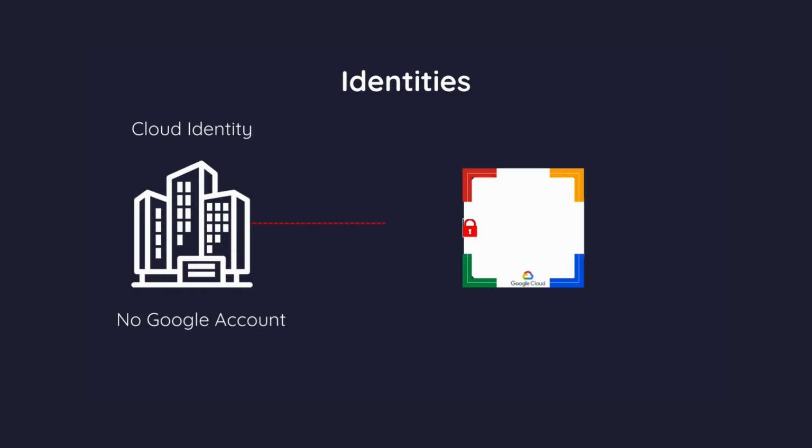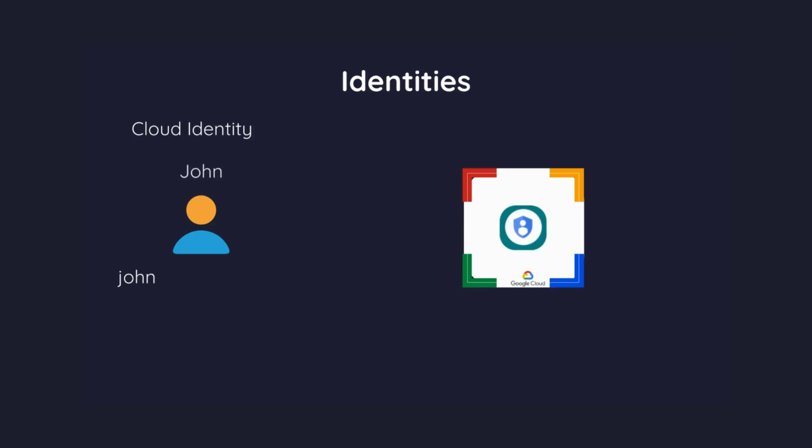Consider a company that does not use Google Workspace, formerly G Suite, but still needs to manage employee access to Google Cloud resources. The company can use Cloud Identity to create and manage user accounts for its employees. For instance, John, an employee, is given a Cloud Identity account, john@company.com, that allows him to log into the Google Cloud Console and access the necessary resources based on his assigned roles.